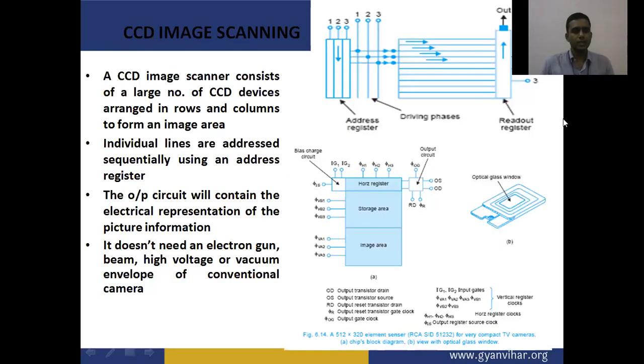The CCD image scanner consists of a large number of CCD devices arranged in rows and columns to form an image area. Individual lines are addressed sequentially using an address register. The output circuit will contain the electrical representation of the picture information. It does not need an electron gun beam, high voltage, or vacuum envelope of a conventional camera.